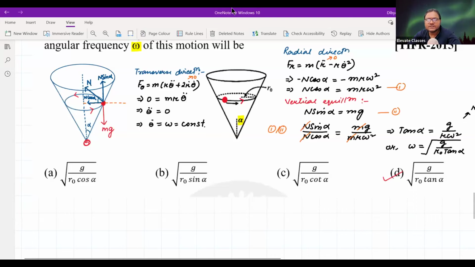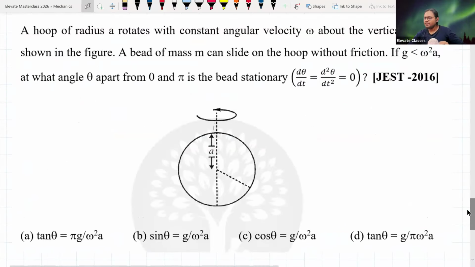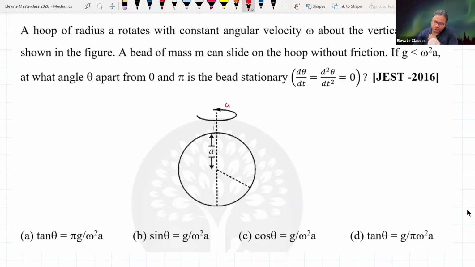All right. So this is a question from JEST 2016. So a hoop, you understand, like the circular ring in a circus, that they rotate around the body, or gymnasts use a circular hoop. A circular hoop rotates with a constant angular velocity omega about the vertical axis as shown in the figure. A bead of mass m slides on the hoop, slides back and forth without friction. If g is less than omega square a, at what angle?